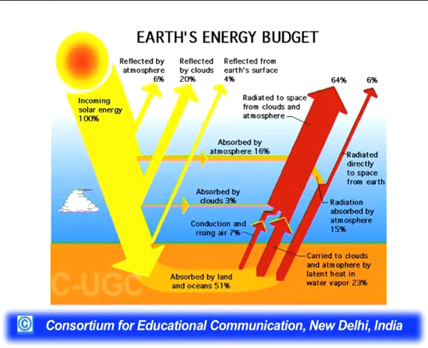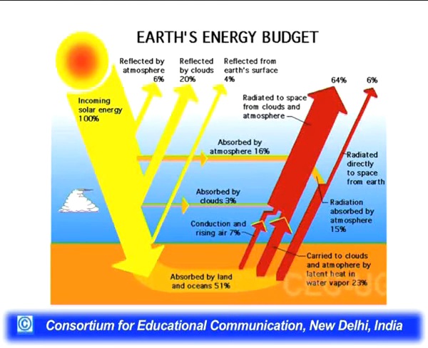Now, of that 51%, 7% is used as sensible heating, or conduction and convection. 23%, which is at the extreme right hand side, is used for latent heat, or cloud formation, while approximately 15% tries to go back to space, but out of that only 6% is able to go through the atmosphere.